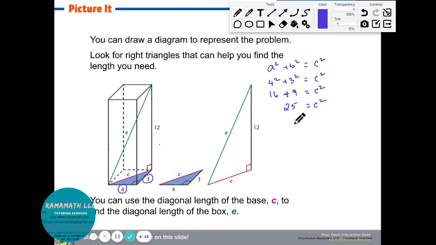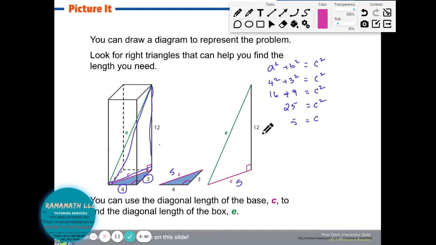And then square root. What times what is 25? C is 5. So I got the c. C is 5. So this is 5. But now, if I look at it carefully, eyes on the screen, everybody, so you don't miss this one. Now, this is one side, and this is another side, and this is another side. So that looks like another Pythagorean. So now I know this is 5.